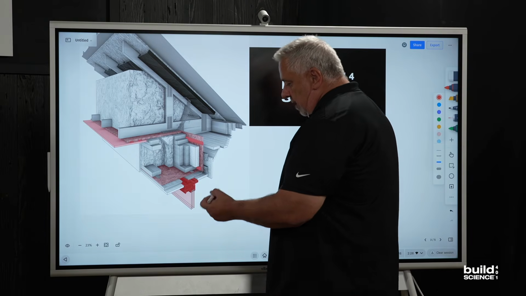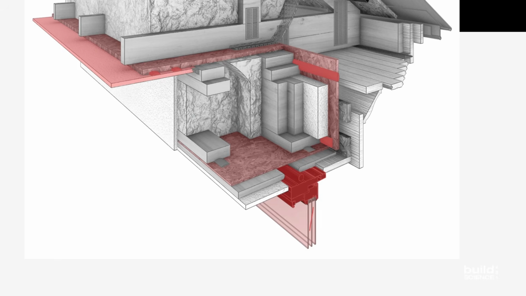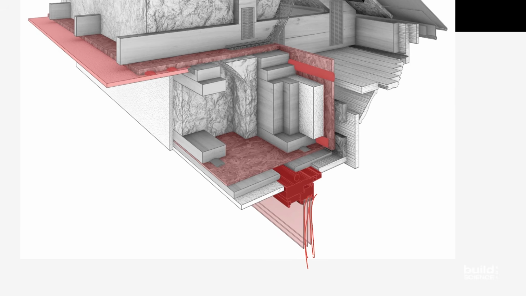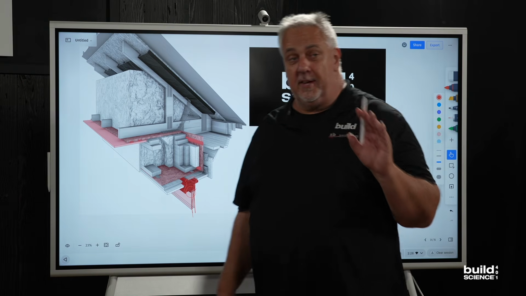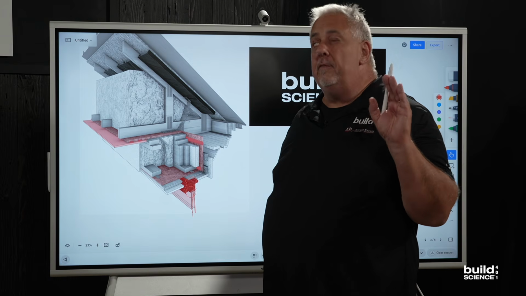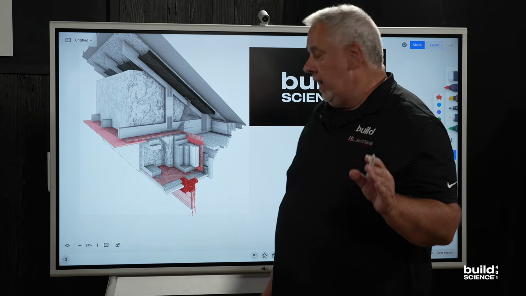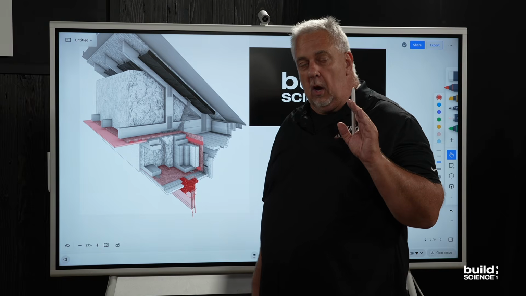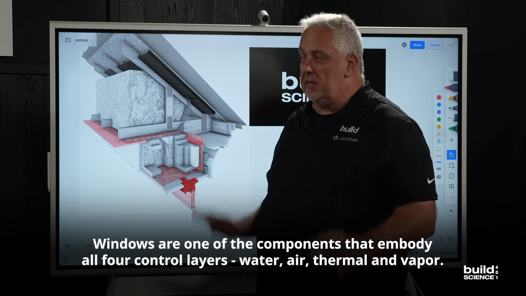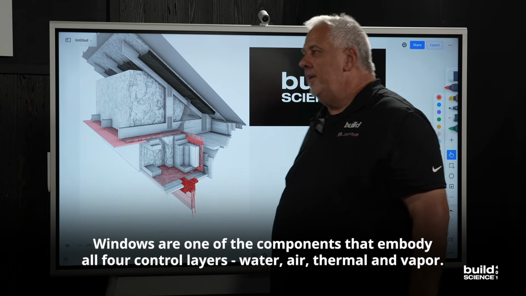So this is the first time where we talk about the window because we actually have it in the drawing. And notice the whole window is highlighted. So the beauty of the window is it is one of the only components, and more specifically the glass IGU, it is one of the only components in a house that's all 4 control layers. Oh, that's interesting, yeah. Right?